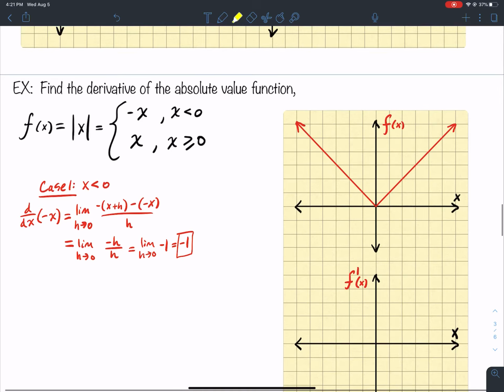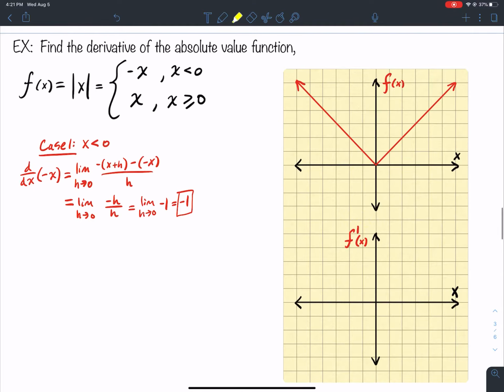That's what this says, which makes sense. The slope of this line here is a -1 slope. It's a constant slope. It's constantly -1. Therefore, whenever I plot the derivative, I'm dealing with everything x less than 0 is a -1 value. It's a constant, okay? So you're starting to see a pattern here.